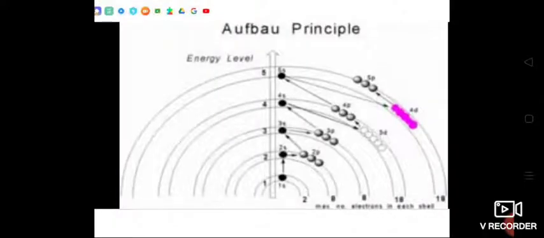So in increasing order, near the nucleus there is lower energy, and away from the nucleus there is higher energy. In this energy graph, if you see the x-axis and y-axis, n is there and energy is there. So on increasing n, energy also increases.